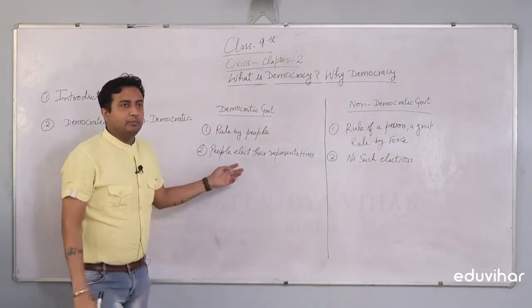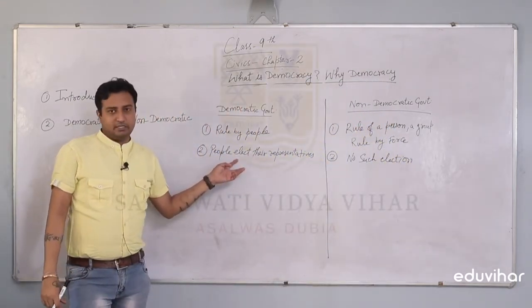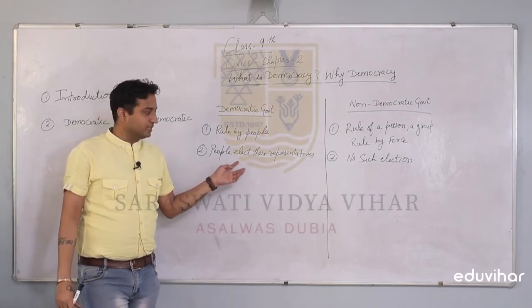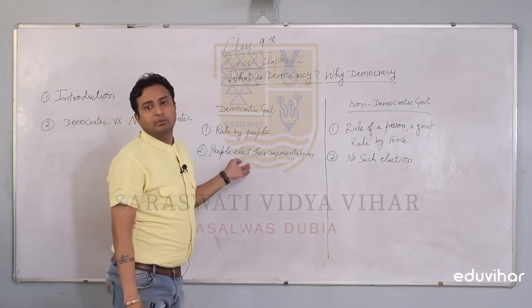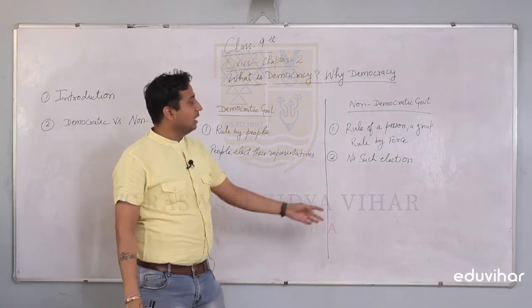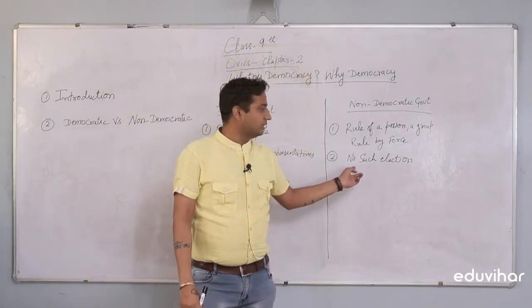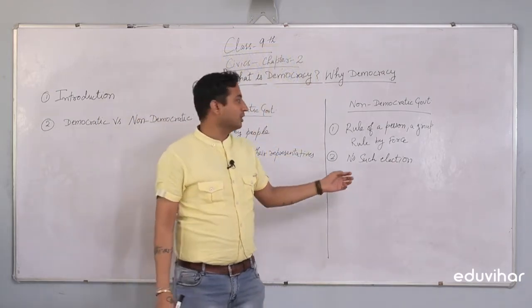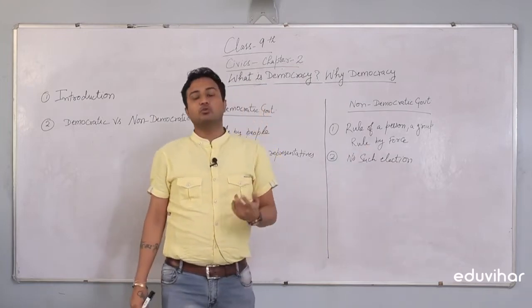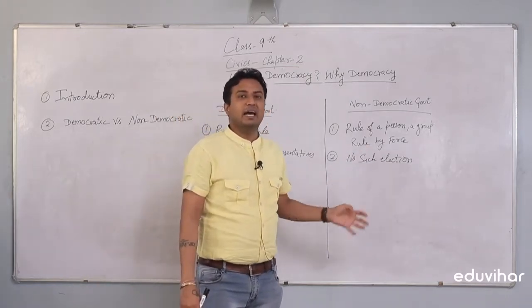In a democratic government, people elect their representative. People choose their representative by electing them with the help of elections. But in a non-democratic country, there is no such election because this is the rule by force. This is the rule by heredity.